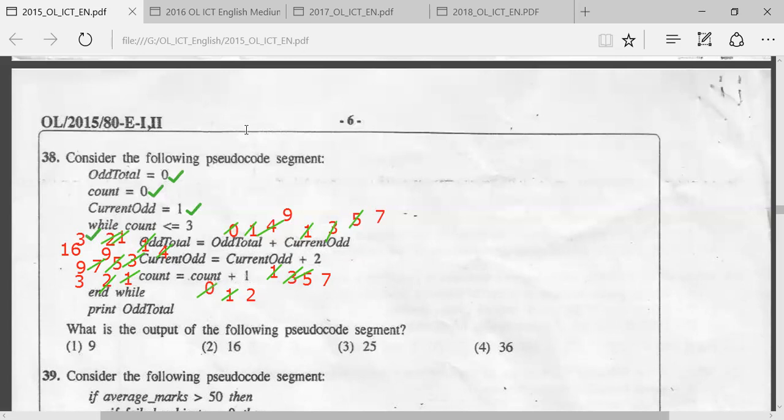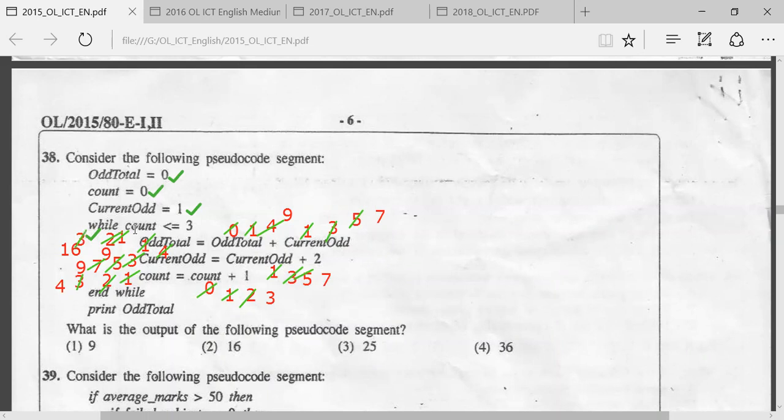Count equals count plus 1. The current count is 3. 3 plus 1, it is 4. It will go back here.